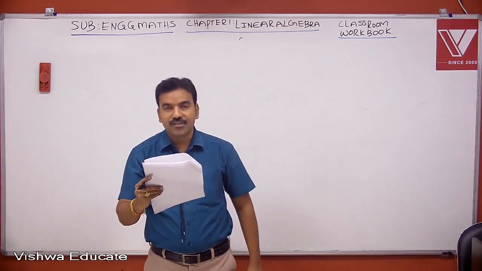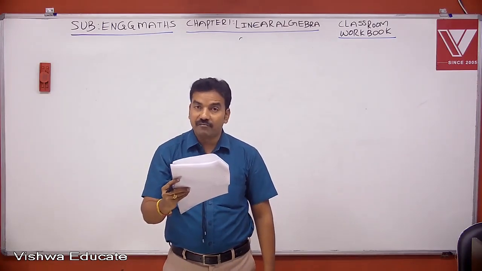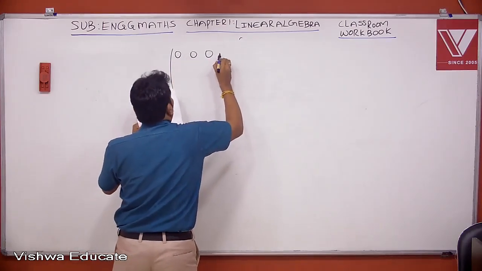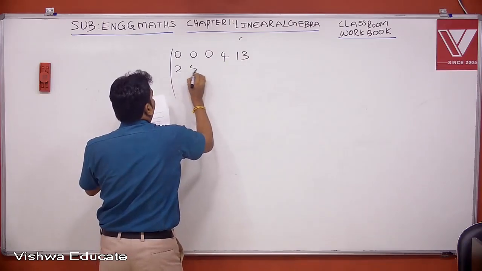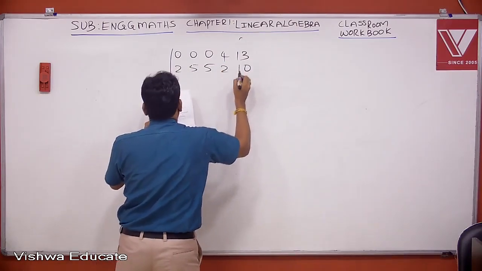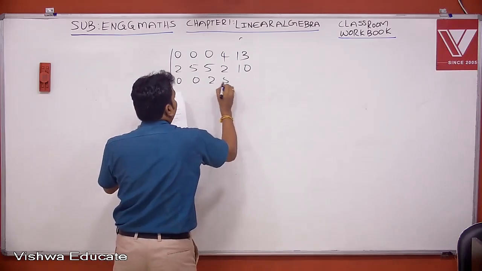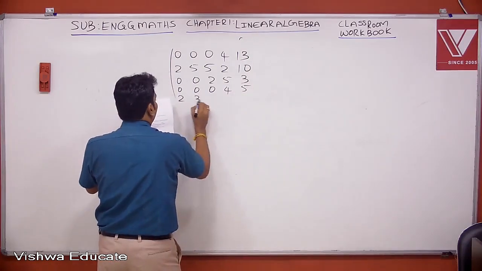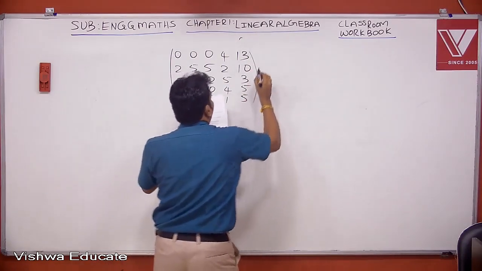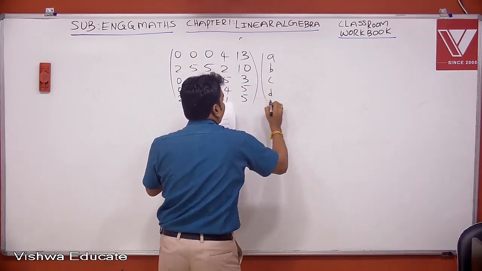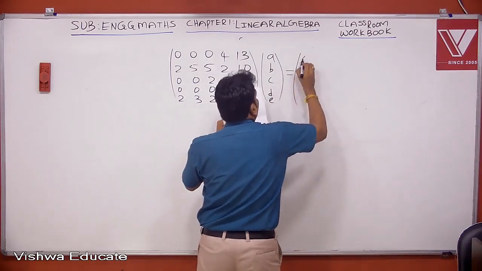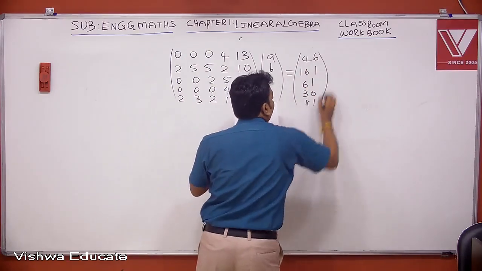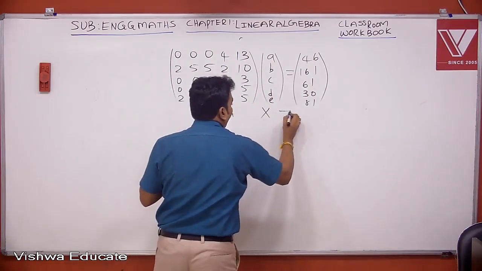So what is the size of the coefficient matrix? 5 by 5. That means there are 5 equations in 5 variables. So the form is this: 0, 0, 0, 4, 13, 2, 5, 5, 2, 10, 0, 0, 2, 5, 3, 0, 0, 0, 4, 5, 2, 3, 2, 1, 5 into the variable matrix, that is A, B, C, D, E, equal to the RHS matrix. This is 46, 161, 61, 30, 81. So actually this is in the form Ax equal to B.